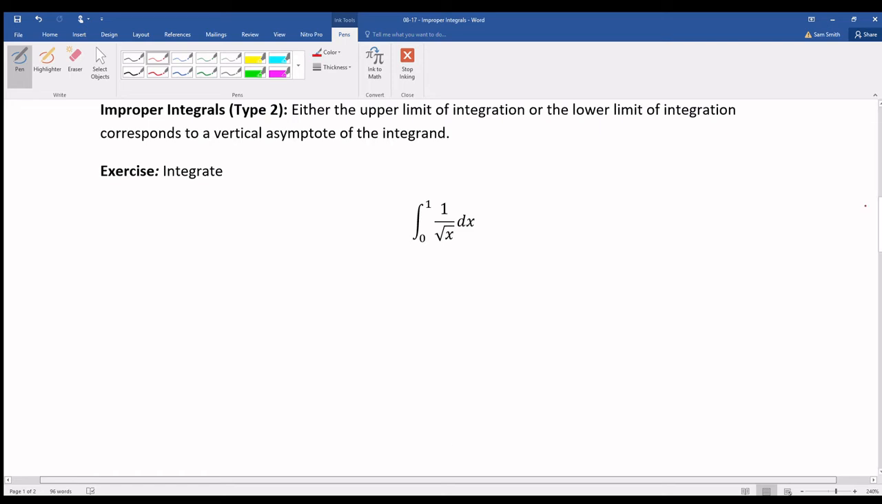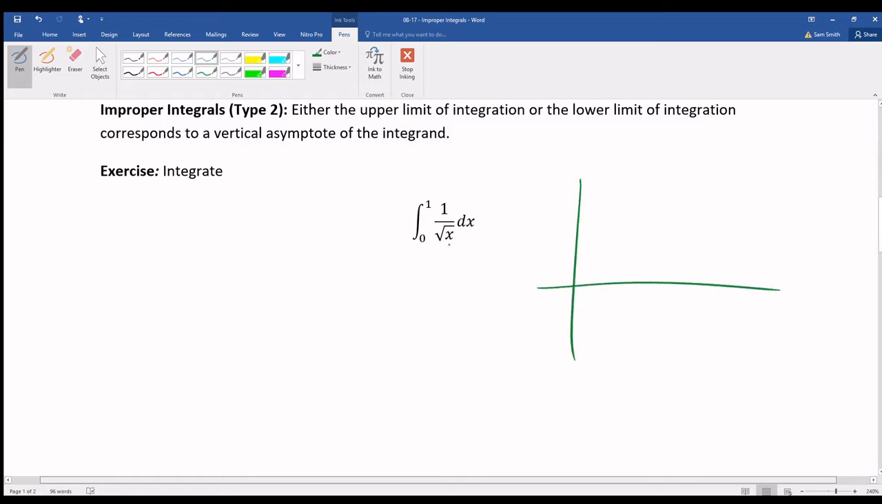In this video, we're going to consider the second type of improper integral. The second type of integral that is considered, quote-unquote, improper is the case that either the upper limit of integration or the lower limit of integration, or perhaps both, corresponds to a vertical asymptote of the function that you're trying to integrate. So let's get a nice sketch going here.